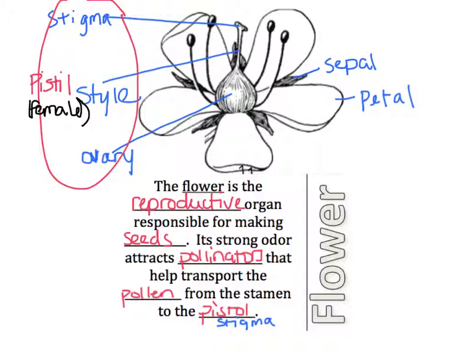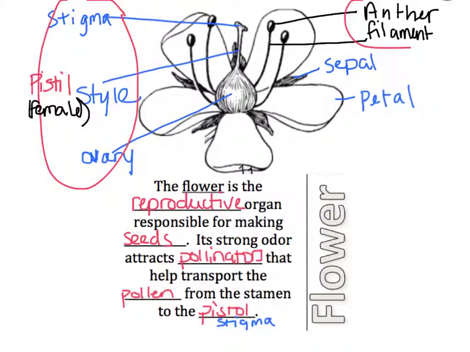So then let's talk about what we have for the male part. So this portion of the diagram coming off here is the anther. Good. Top part here we have as the anther. And then the piece that branches out of the anther is the filament. And both pieces together make the stamen, which is the male part.